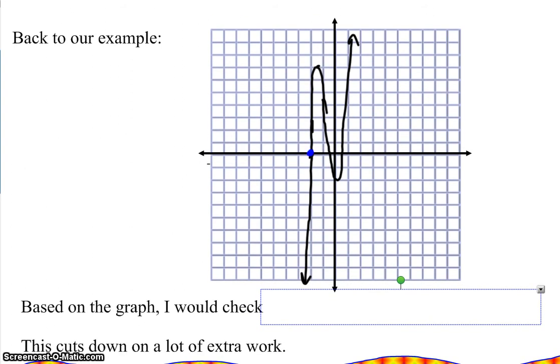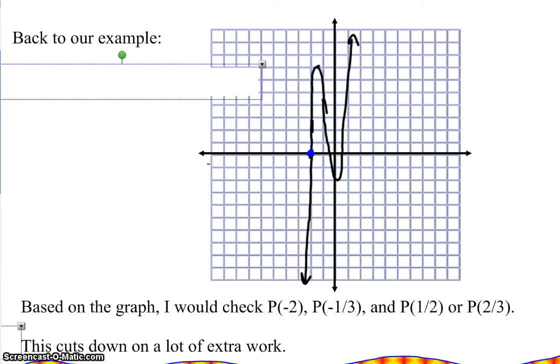I would check it by substituting in p of negative 2, but these are the ones that I would actually have checked for this one. I would have checked negative 2, negative 1/3, because that's the only value I had between 0 and negative 1, and then I didn't know if the other one was at 1/2 or 2/3, so I checked both of those. It just cuts down on a lot of the extra work. I only had to check 4 possible factors instead of all of them.